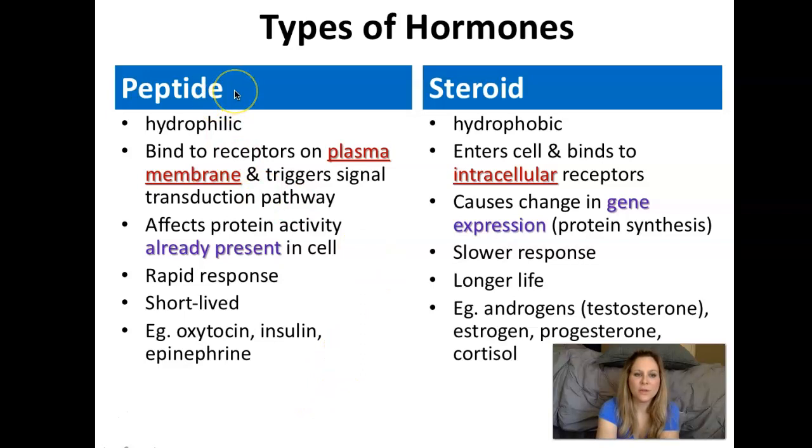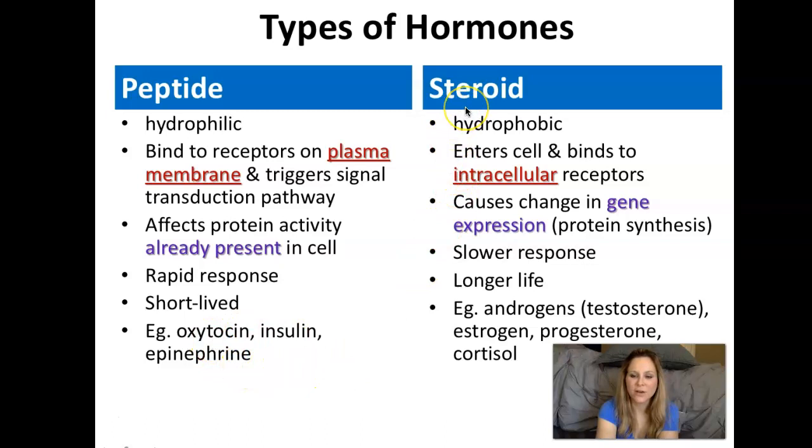Peptide hormones are going to be peptide and protein go together, right? And so we know that peptides have a chemical structure, and they're made up of atoms that cause them to be polar. And because they're polar, they're going to be hydrophilic. And because they're hydrophilic, they cannot pass the plasma membrane. And if they can't cross the plasma membrane, they're going to require a receptor that is embedded in the plasma membrane in order for them to have an action on that cell. All right? These are going to cause a rapid response. They're short-lived, and here are examples: oxytocin, insulin, and epinephrine. And I'm going to talk about each one of these today.